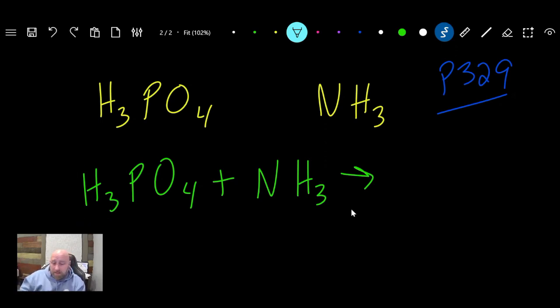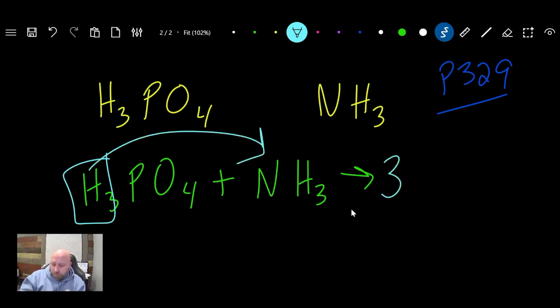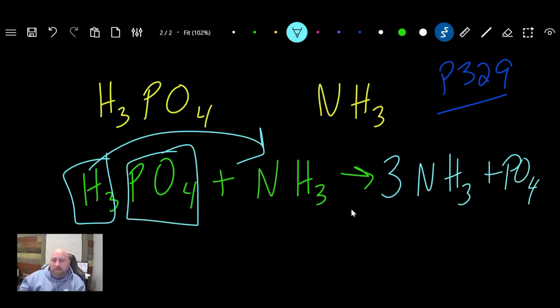So basically what ends up happening is these 3 jump over here, so you end up with 3 of these, and then you have NH3 and then PO4, and that's that right there. All right, a little bit confusing there, but that's what happens. You can read about it.